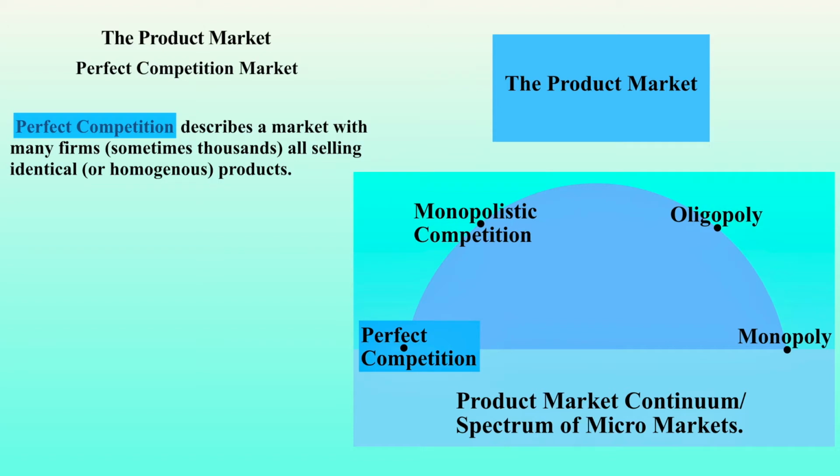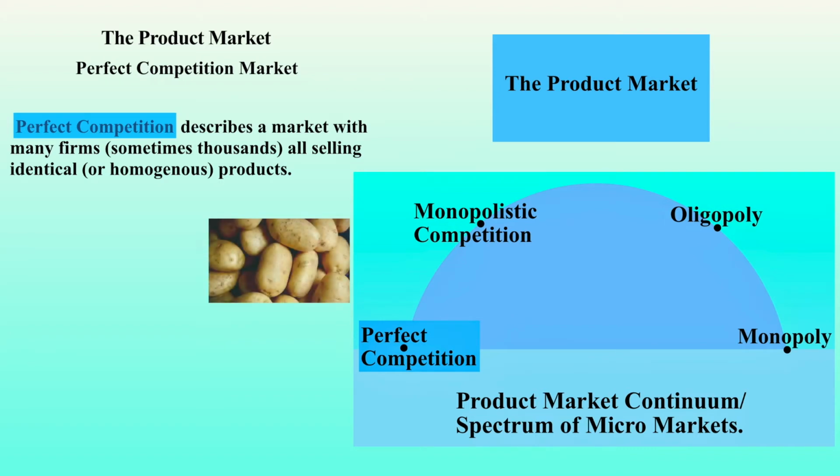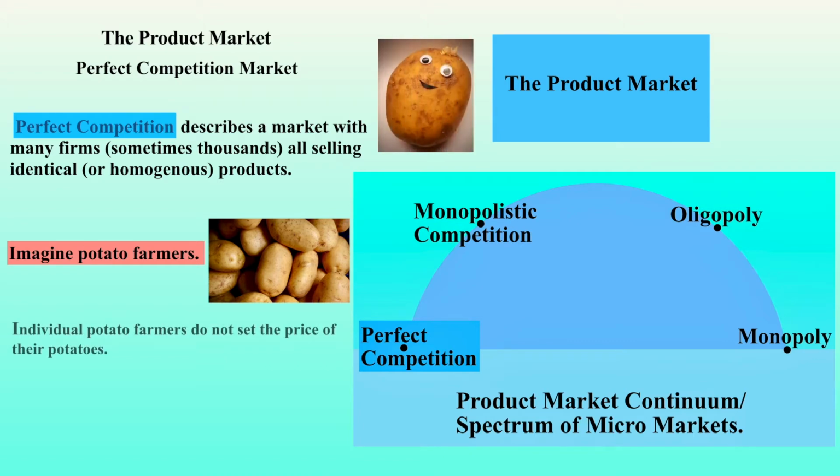This describes a market with many firms, sometimes thousands, all selling identical, or what we would call homogeneous, products. Imagine potato farmers. Individual potato farmers do not set the price of their potatoes. The market sets the price. What this means is, when it is figured out all of the potatoes that have been produced in 1 year and the market price that it will take to clear that market of those potatoes, a price is determined. That is the market price.